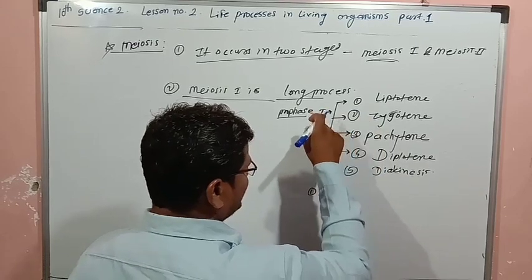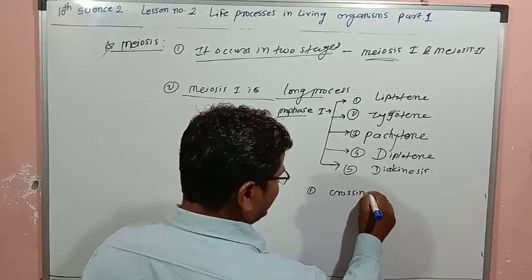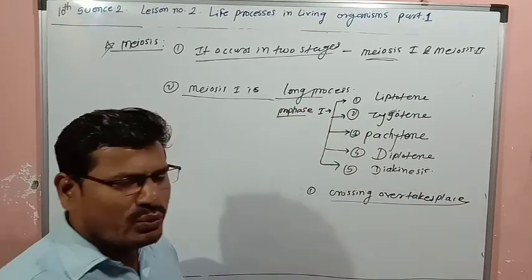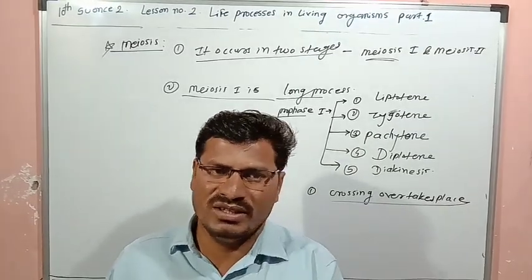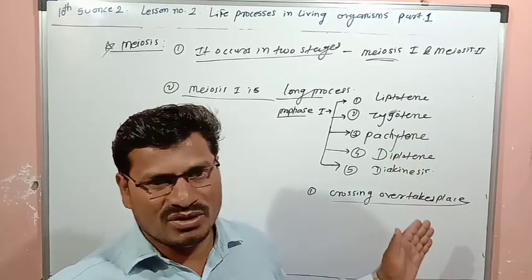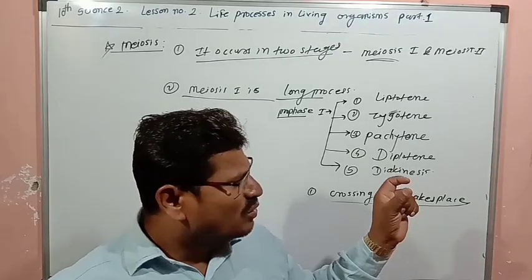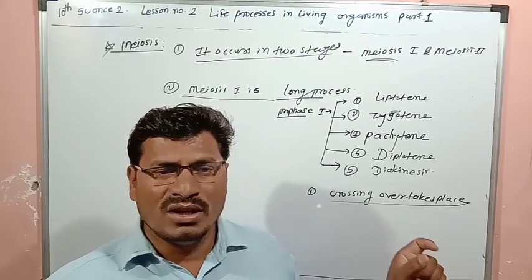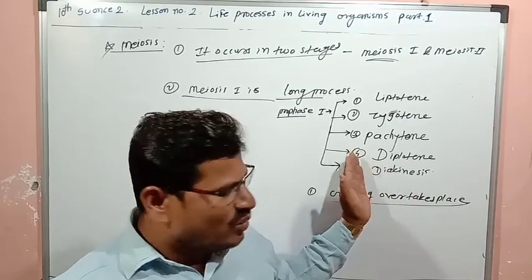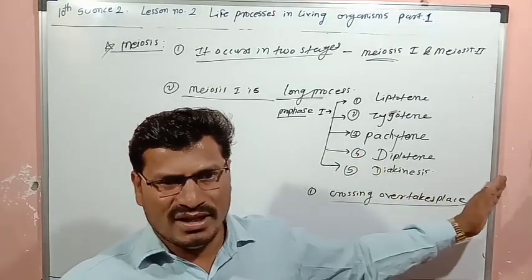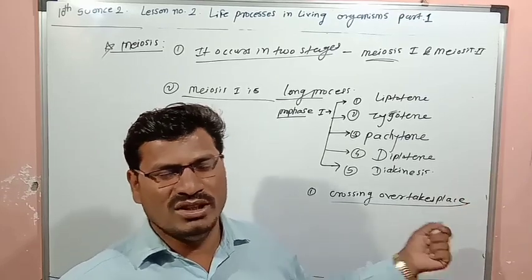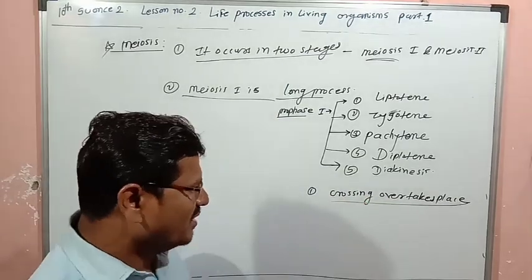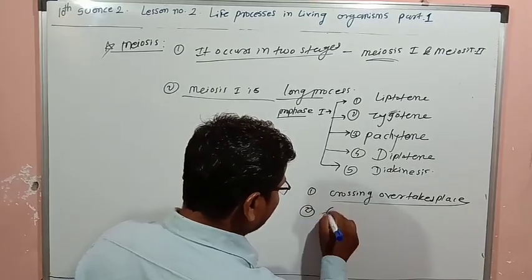First thing is, in prophase first, crossing over takes place. Crossing over between non-sister chromatids takes place. Before this I will explain what non-sister chromatids are. That means chromatids of different chromosomes. One chromosome has its sister chromatid, and another chromosome has its sister chromatid, and between these, crossing over takes place, exchange of genetic material takes place, and because of that, the second thing is genetic variation takes place.